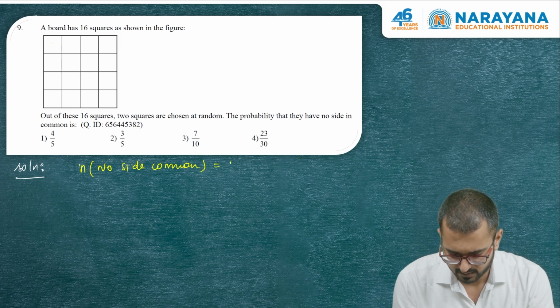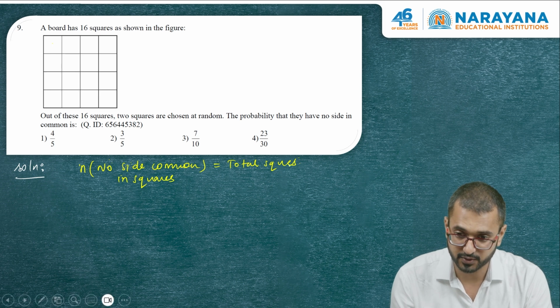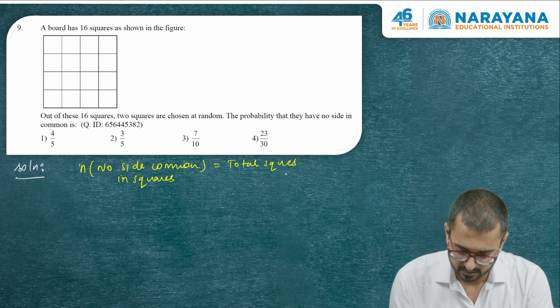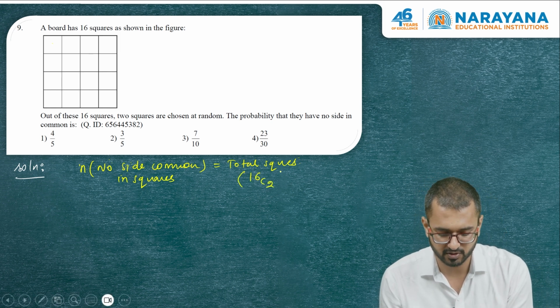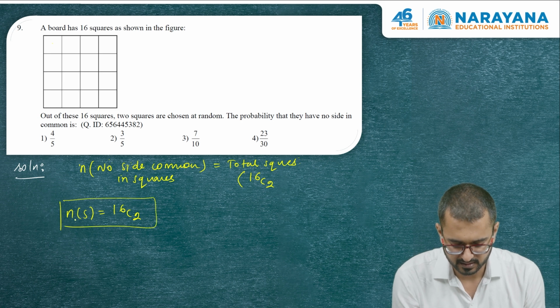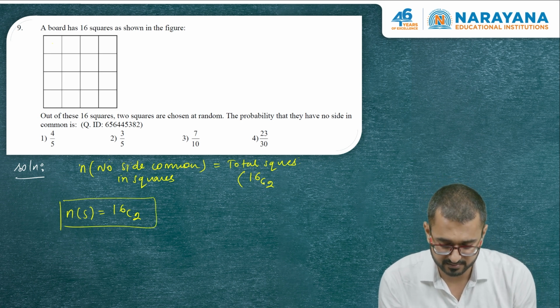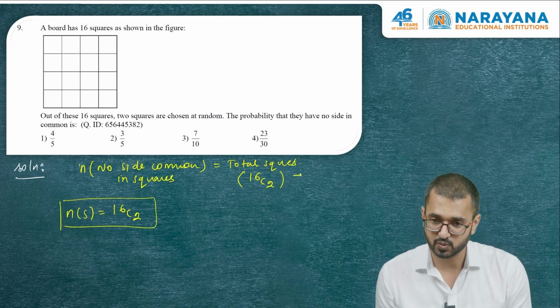will be what? Total squares. Total squares means you are choosing it, basically. How many are there? 16C2. 16 squares are there, we have to choose any two. So total number of ways to choose them is 16C2. That's what you call n of s. So n of s is going to be 16C2. And now from this we will remove the squares where two sides are common.